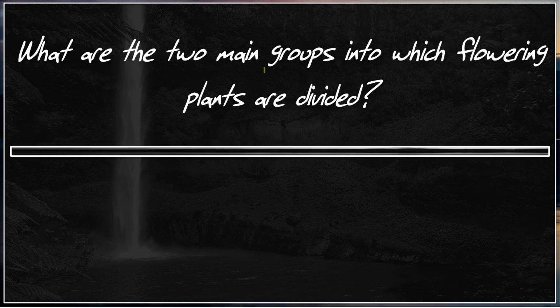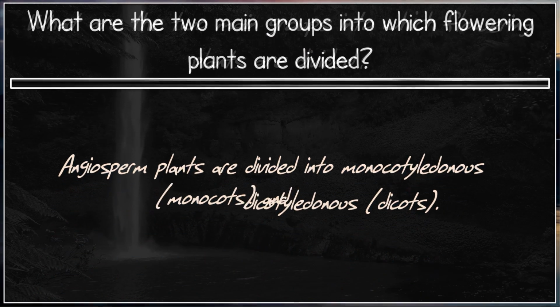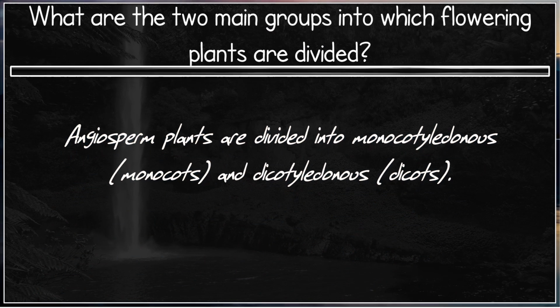What are the two main groups into which the plants are divided? Angiosperm plants are divided into monocotyledonous, the monocots, and dicotyledonous, the dicots.